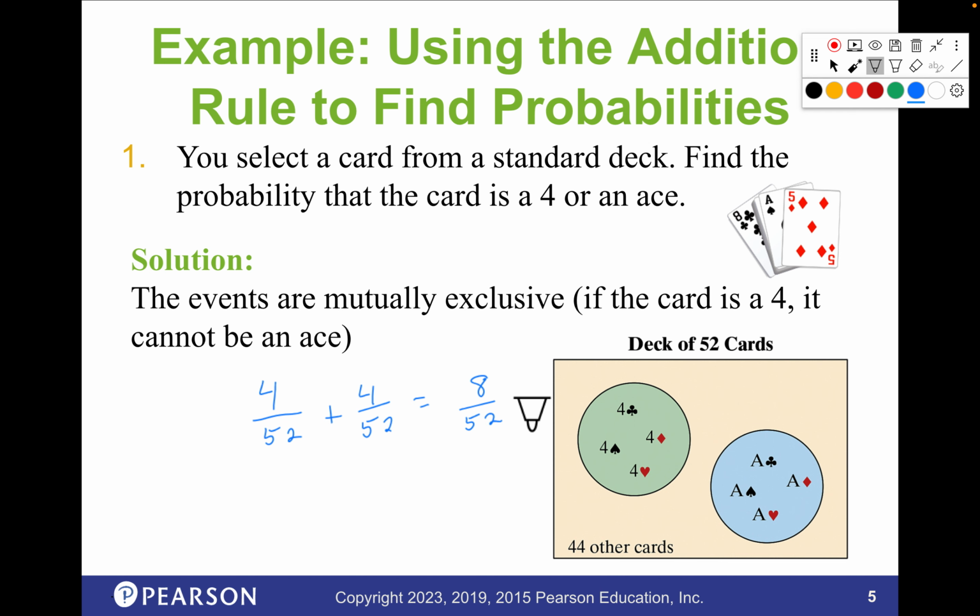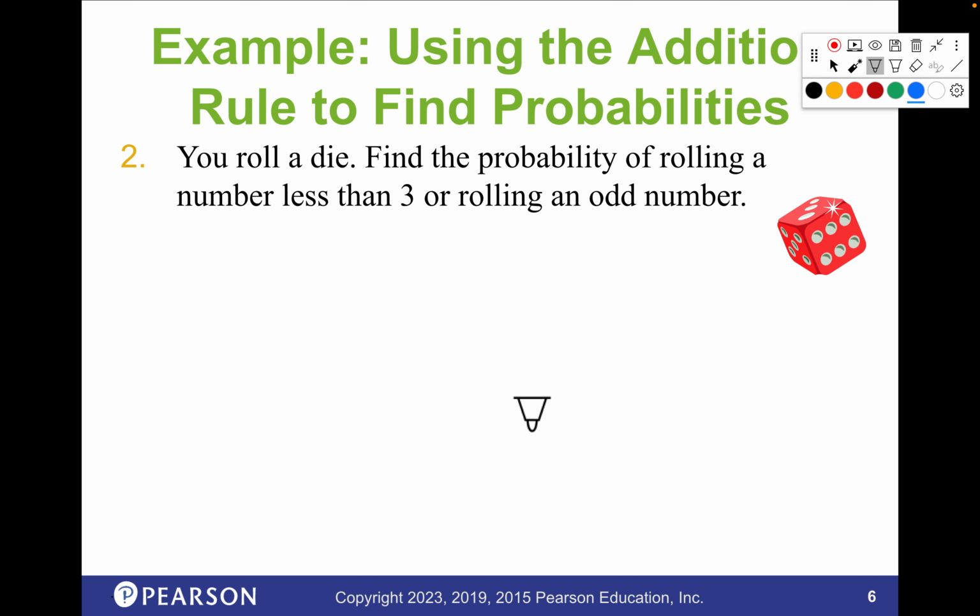Questions, or that's okay. How about you roll a die, find the probability of rolling a number less than 3, or, right, the or. So pick that out. So again, I'm mostly talking to myself right here because I overlook those things. Or rolling an odd number. Now, is there any overlap for that?